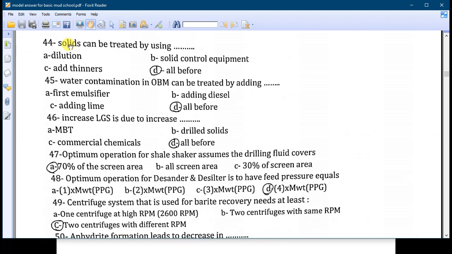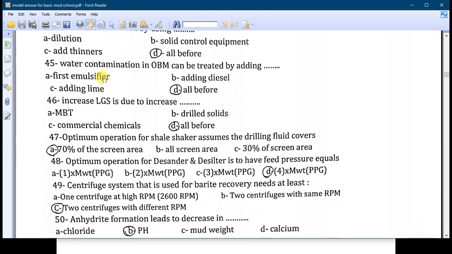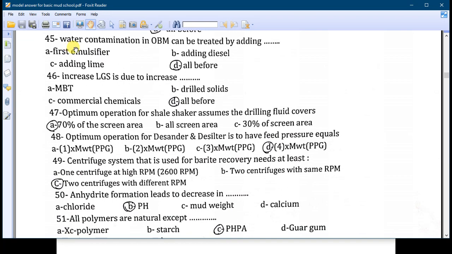Solids can be treated by using all of the before. You can make dilution, solid control, add thinners. So it is all of the before. Number 45, water contamination in oil-based mud can be treated by adding diesel, lime, and first emulsifier or primary emulsifier. So D is the right answer.